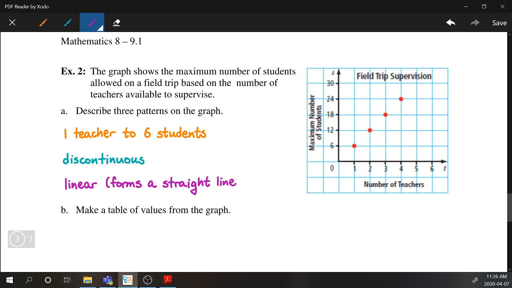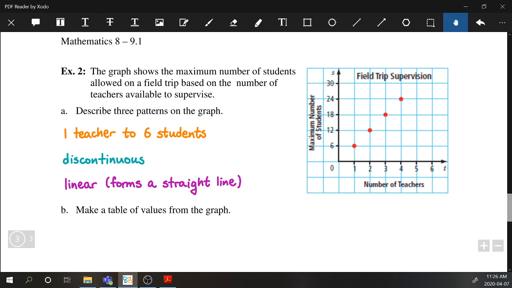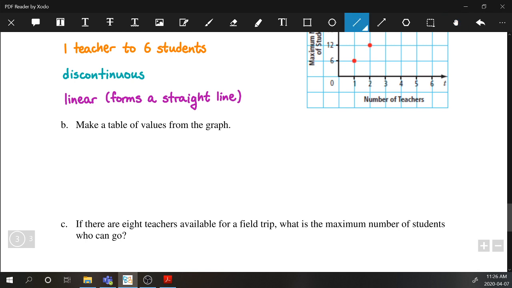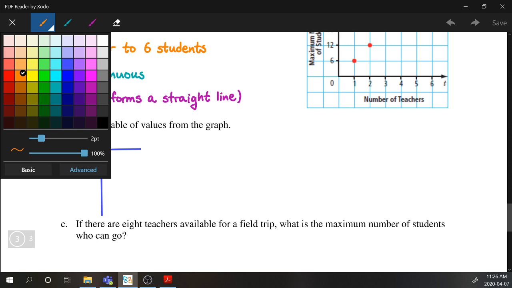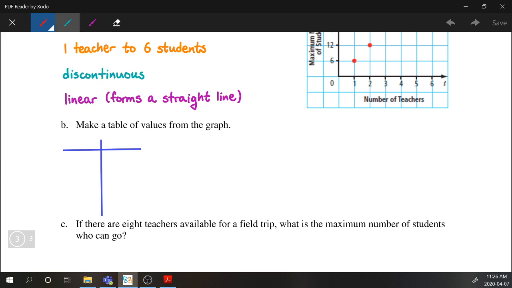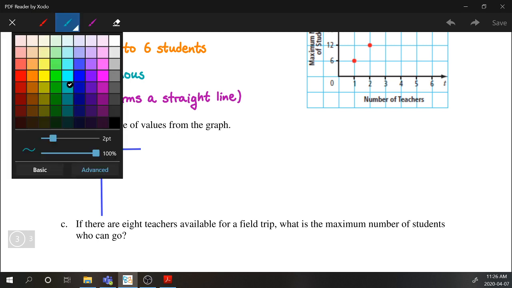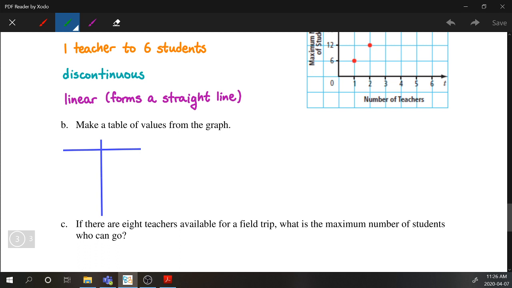So the next part, you will notice that we are supposed to make a table of values, but in this case, we do not have a grid that's already drawn for you. So you're going to have to make your own. So it's pretty easy. Draw a horizontal line, vertical line, and then you can choose your own colors, I guess. Maybe green. So X is the number of teachers and Y is the number of students.